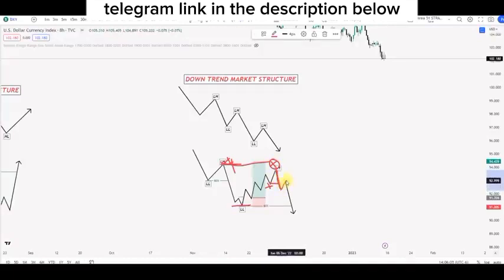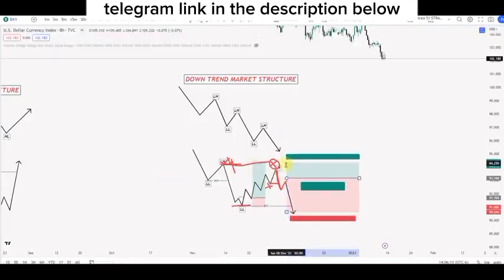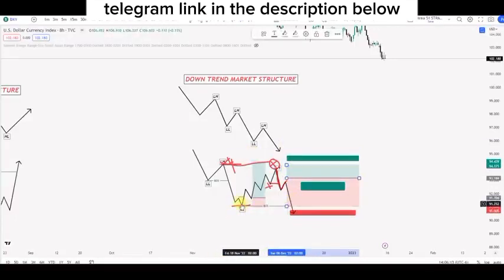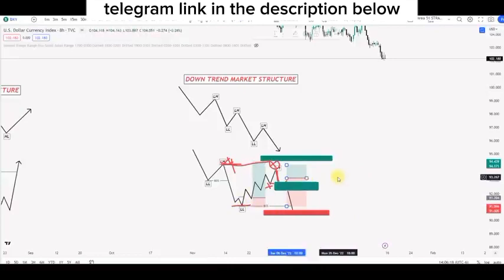You wait for this pullback. Now we basically are looking for a downtrend position. You take your trade, target this structure here. Okay?